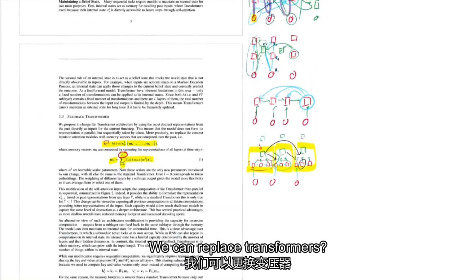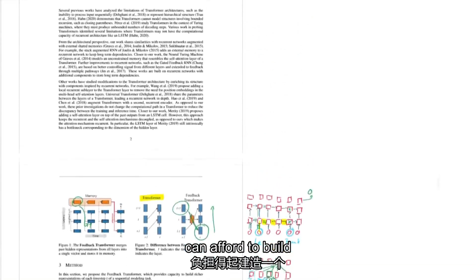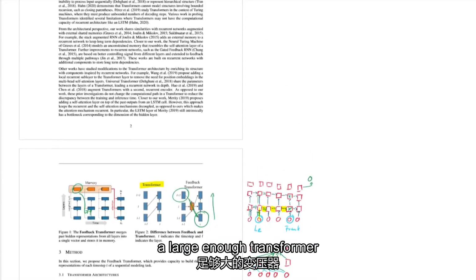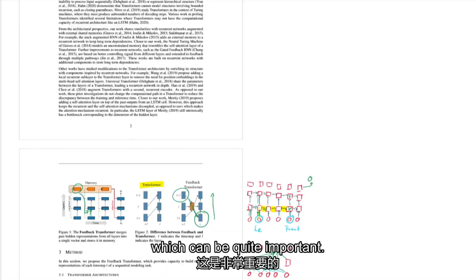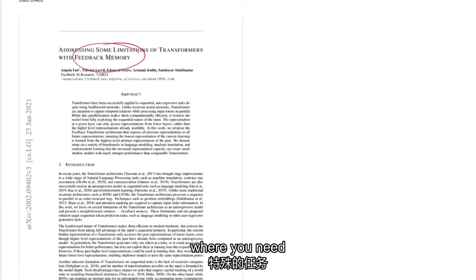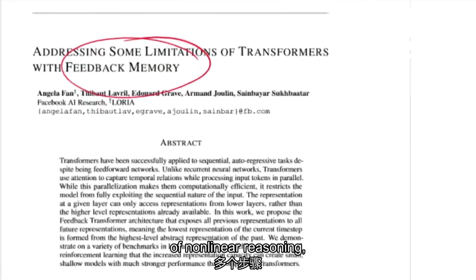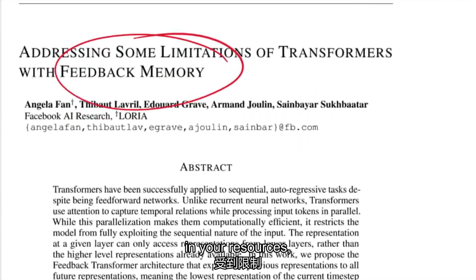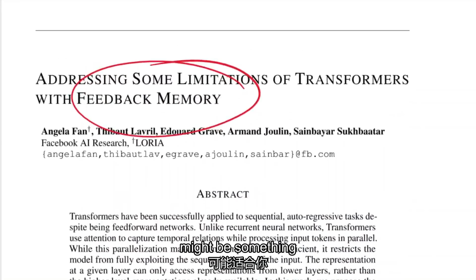So does this mean we can replace transformers? Probably not. If you can afford to build a large enough transformer, that will probably still outperform the feedback transformer, and it will train faster, which can be quite important. However, if you have very special tasks where you need long-range dependencies or really multiple steps of nonlinear reasoning, or are constrained in your resources and do actually have the time to train it as a trade-off, then the feedback transformer might be something for you.